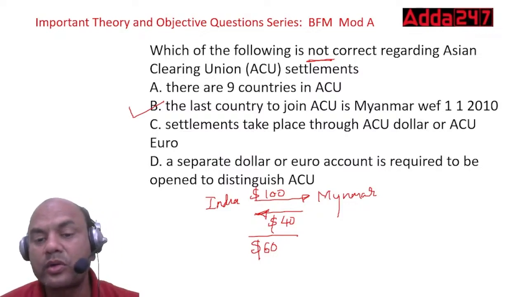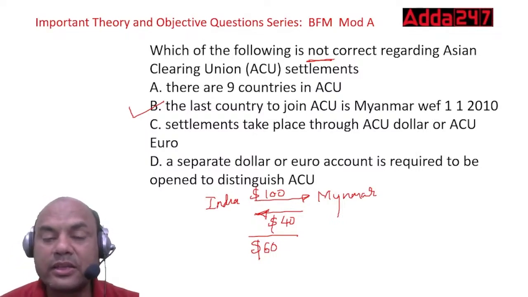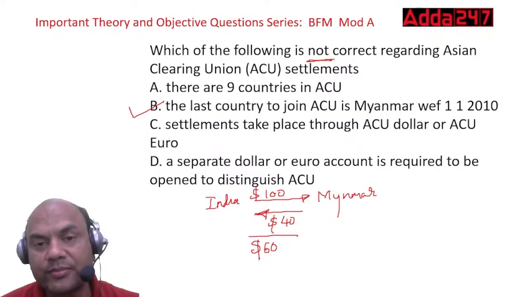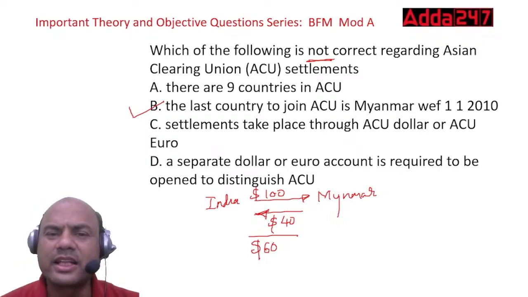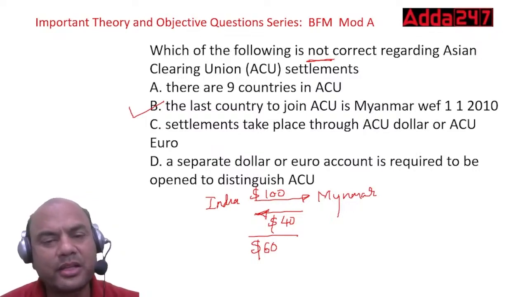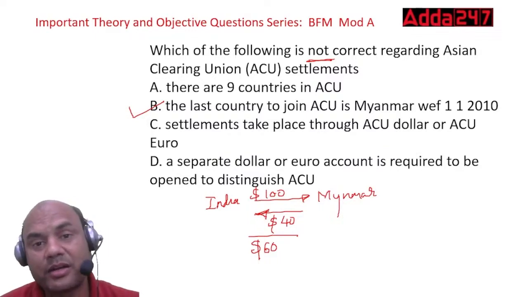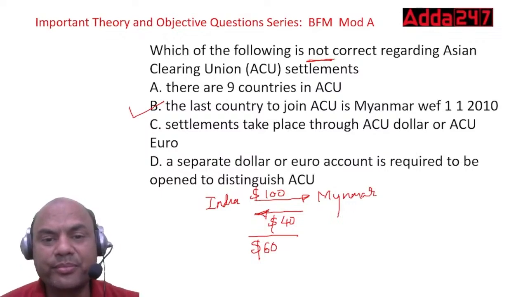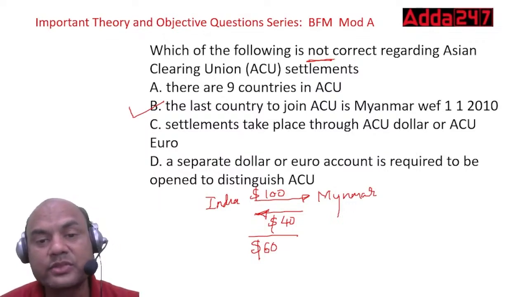Separate dollar or euro account is to be maintained. So we need to have a separate ACU dollar account or ACU euro account with the banks which we deal with within these 9 countries. Now there are these 9 countries. I can tell you some names: India, Pakistan, Burma, Myanmar, Nepal, Iran, that's 6, and there might be 3 more. So these all 9 countries together form the ACU unit.